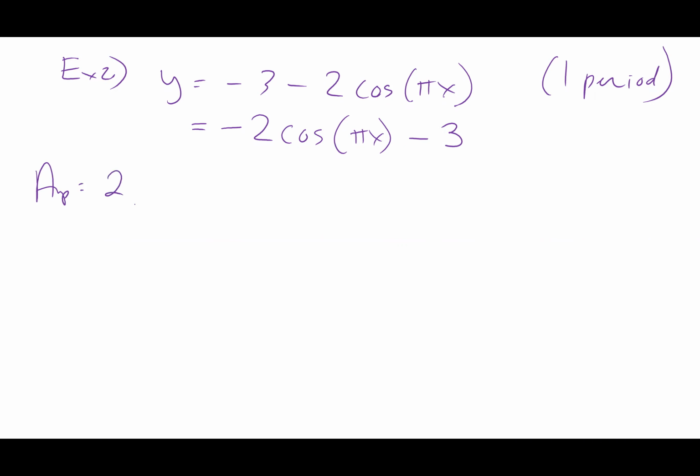Amplitude is 2. We're going to go up and down 2 units away from the center. Period. Period is 2 pi divided by pi. The pi's are gone, and we have ourselves a reflection. Absolutely. Okay. Max value. What do you guys say?